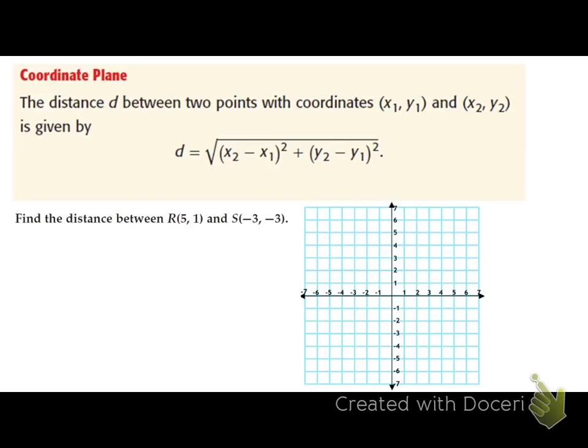The distance d between 2 points with coordinates x1, y1 and x2, y2 is given by the distance formula. D is equal to the square root of the quantity x2 minus x1 squared, plus y2 minus y1 squared. So this is the formula. It also derives from the Pythagorean Theorem. If we remember a little bit of this from a while ago, using a triangle, we're going to look at that as well.